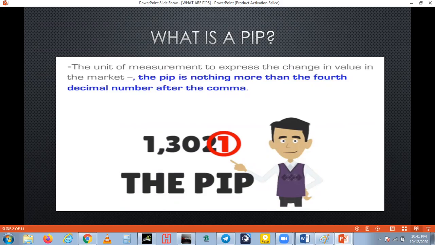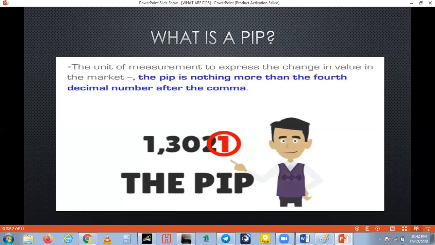Just like I like to make this example. If you go to a tailor and say you want to take your measurements, they measure you in terms of inches. The measurement is in inches. So in the forex industry too, we also have a measurement, and the movement in forex is measured in pips.